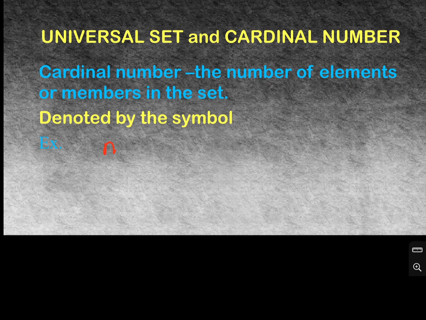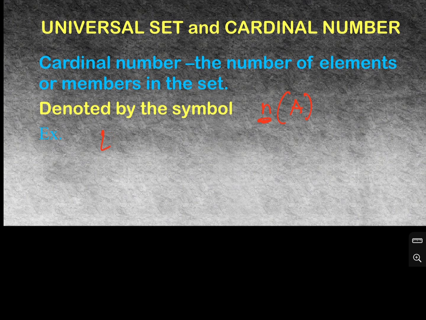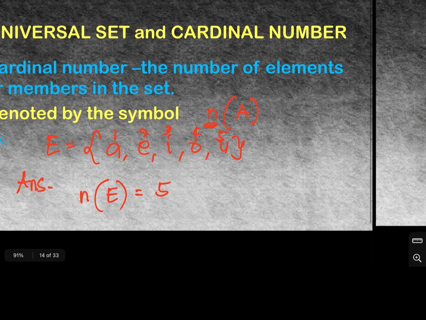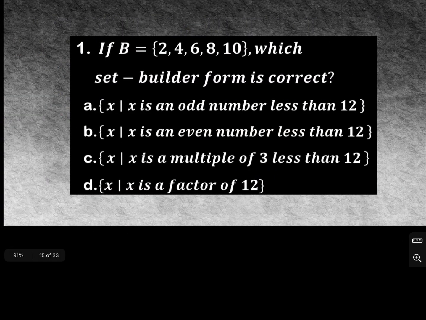Now let's move on to cardinal number. Cardinal number is the number of elements or members in the set, meaning you just count all the elements inside the bracket or inside the set. It is always denoted by the symbol n with opened and closed parentheses, containing any letter of a set that corresponds to the universal set. Example, the elements of the universal set are A, E, I, O, U. For the cardinality, we just count all the elements. So the cardinality of E is 5.